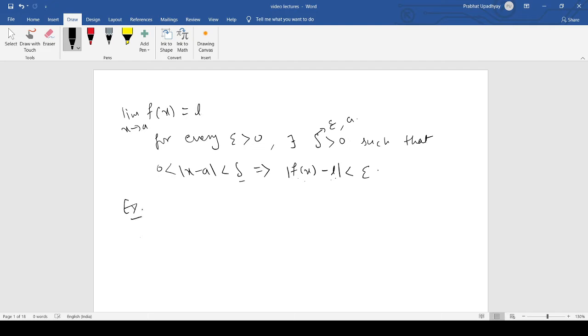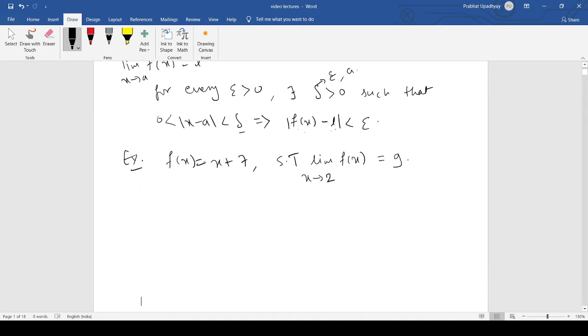Our first problem says take f of x equal to x plus 7, and we are asked to show that the limit of f of x as x tends to 2 is equal to 9. So let's try to prove it using the epsilon delta definition. Take any arbitrary epsilon greater than 0. So we say let epsilon greater than 0 be given.